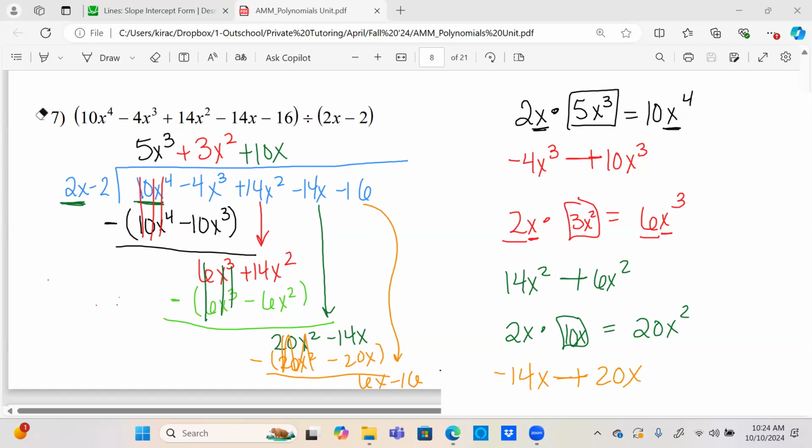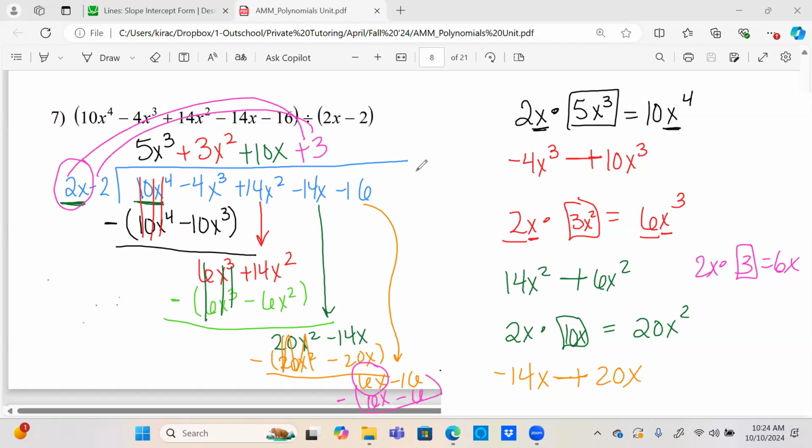Last one here. We're going to say 2x needs to look like 6x. So 2x times what is 6x? Just need a 3. Positive 3. Multiply. That would be 6x. Multiply. That would be negative 6. Subtract. Let me come up here for room.